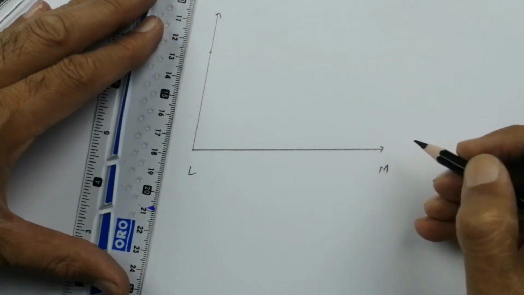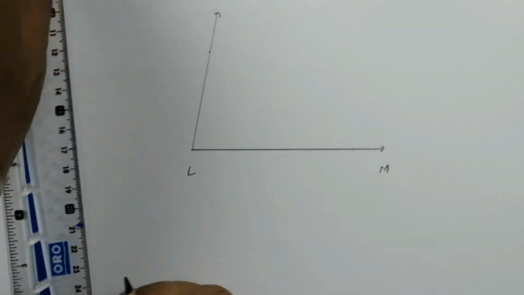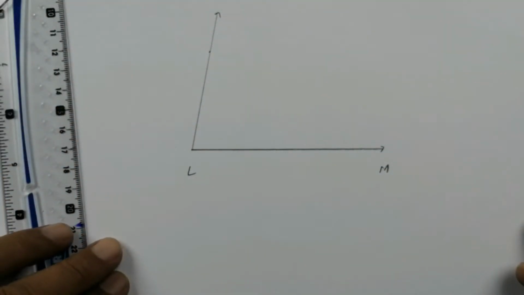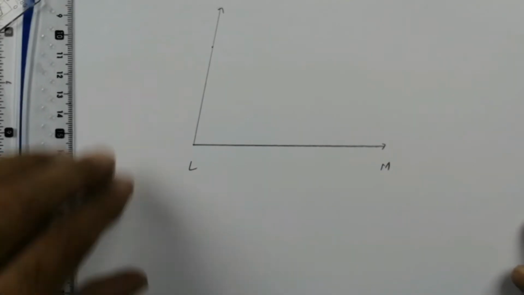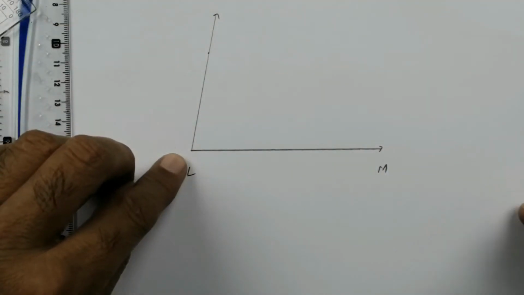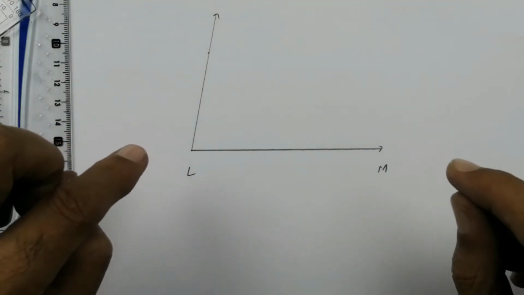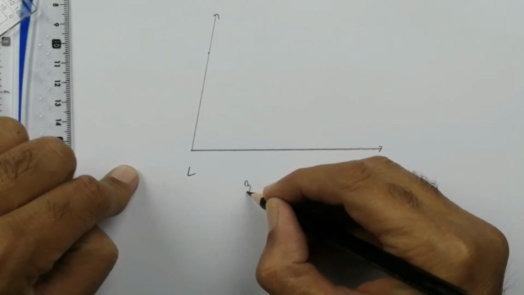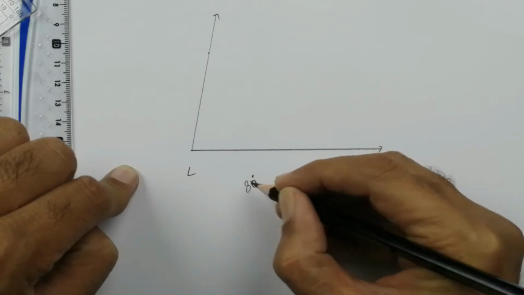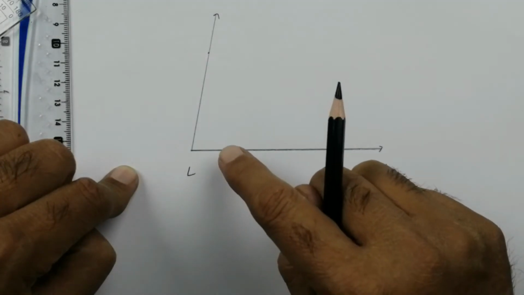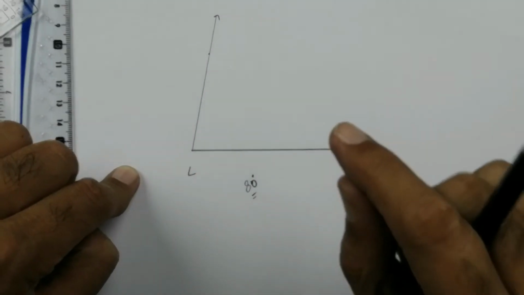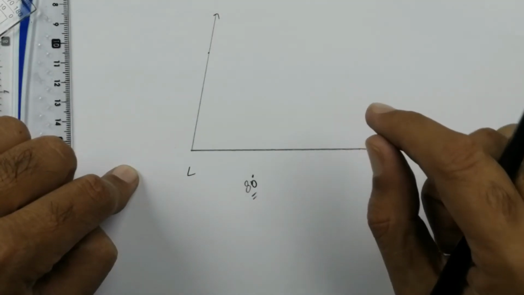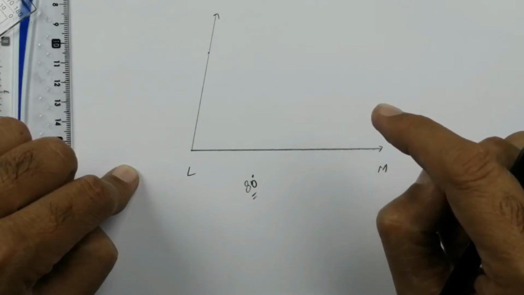As you know, an angle is a combination of two rays, right? Now I have to bisect this angle, which means we have to divide this angle into two equal parts. I drew the angle of 80 degrees. So after bisecting, it will divide into two equal parts, that is 40 degrees each, right?